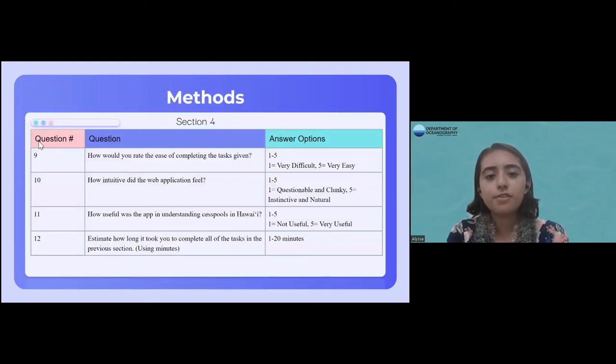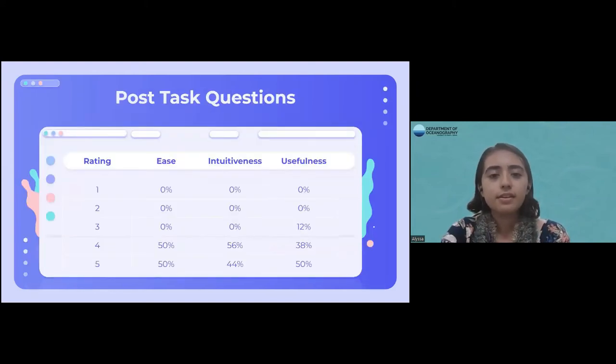And then our fourth section of the survey was getting them to rate how they felt about the web app itself, and was it actually easy to do? So we asked them, could you rate how easy it was, intuitiveness and usefulness? And generally, folks had a positive response, which was great.